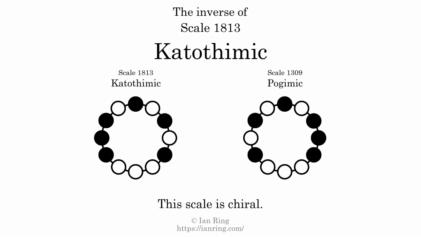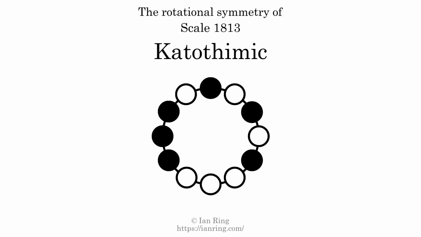The inverse of a scale is a mirror image. It is what you get when the sequence of intervals is reversed. The inverse of this scale is scale 1309, also known as Katothimic. This scale is chiral. It cannot transform into its inverse by rotational transformation. This scale has no rotational symmetry.